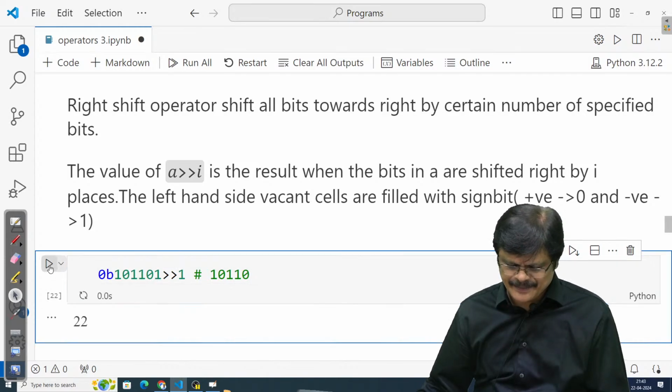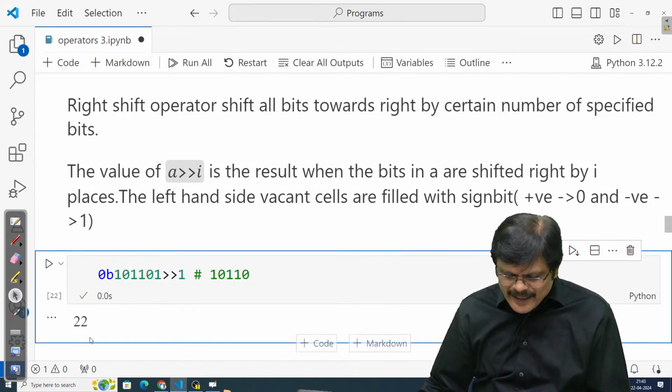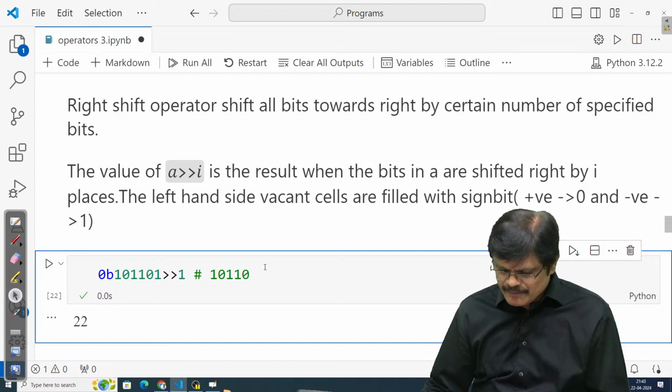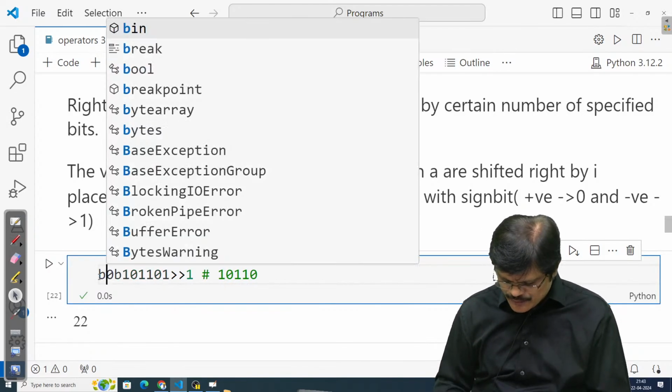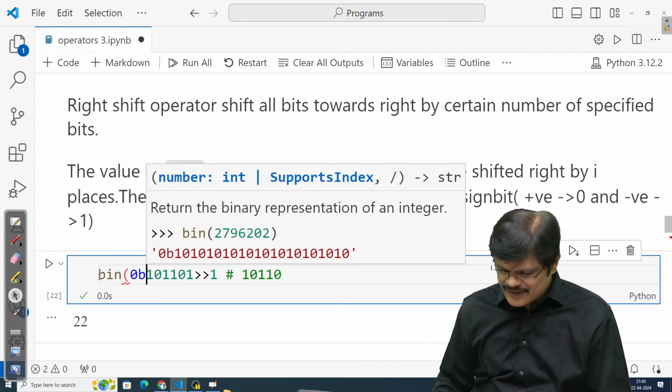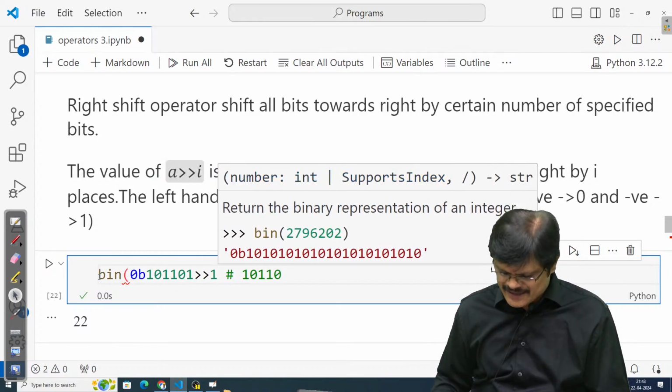Let us see this. Oh, now you might be wondering, what is this? I am getting 22, but I said this is the answer. Actually, it is the binary representation. So you just see this with bin. Take bin of that and you will understand what that answer is equal to.